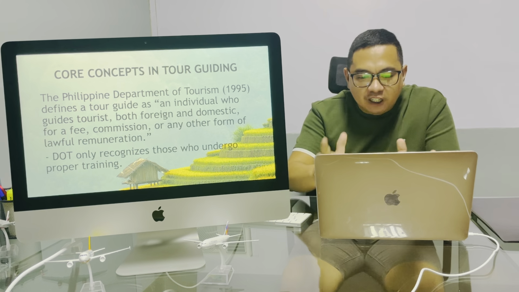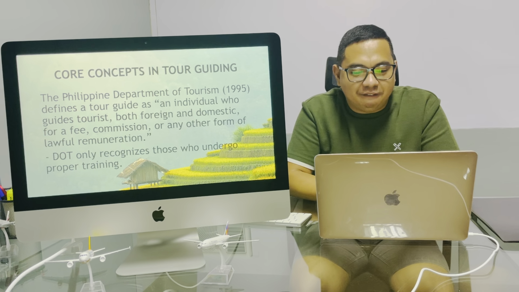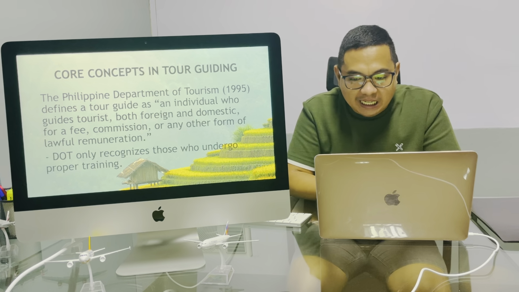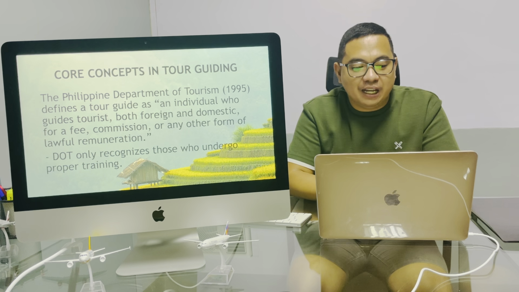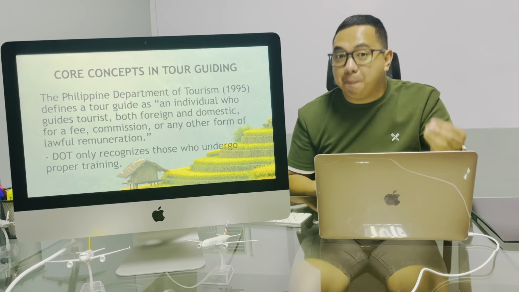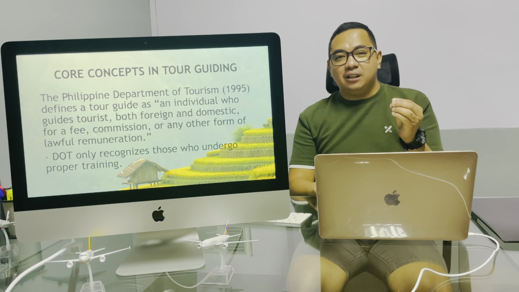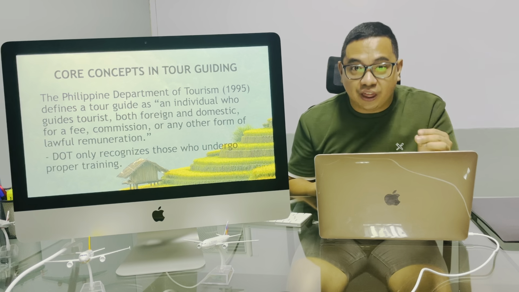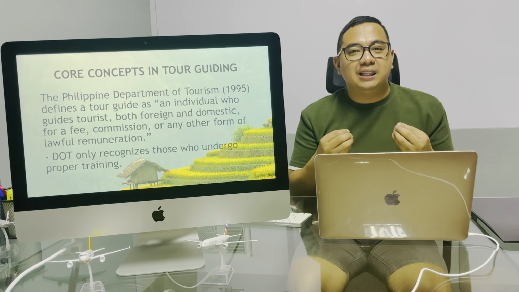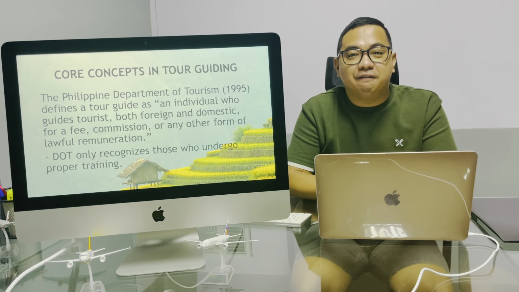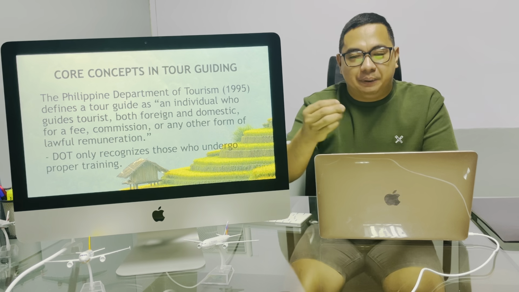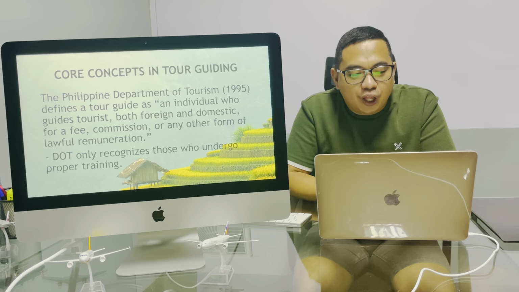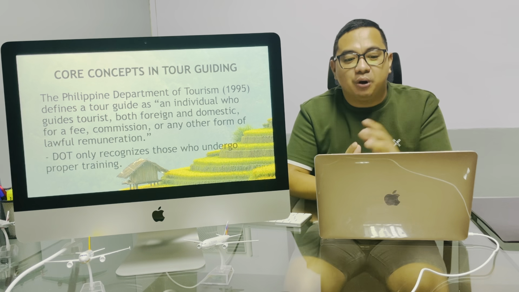So, the Philippine Department of Tourism in 1995 defines a tour guide as an individual who guides tourists, both foreign and domestic, for a fee. Of course, we have to pay them. But if you avail of a tour package, this is already included in what you pay. Only that, we also give a fee. It is normal for us Filipinos to give a tip to the tour guide. Commission, or any other form of lawful remuneration.